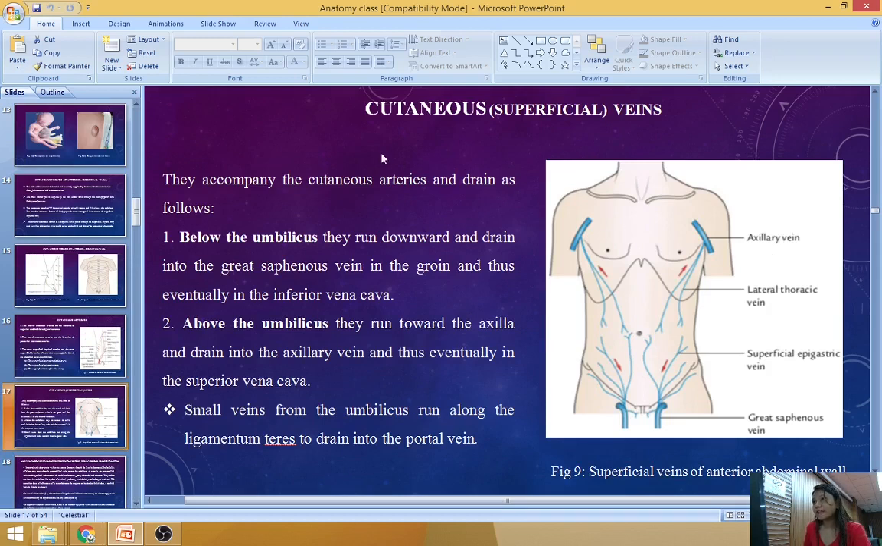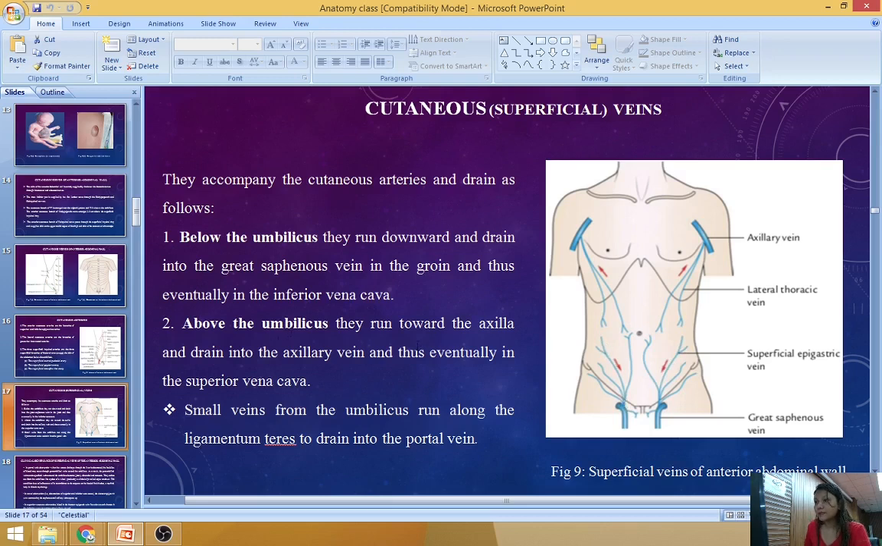Now, a very important slide is the cutaneous veins. Why is it important? Because of the clinical importance. Anywhere there is anything regarding clinical importance, that topic is very important. The cutaneous veins accompany the cutaneous arteries, and they drain as follows. Below the umbilicus, they run downward and drain into the great saphenous vein in the groin, and thus eventually into the inferior vena cava. See the arrow, the direction is downward. Always remember, the direction is downwards.